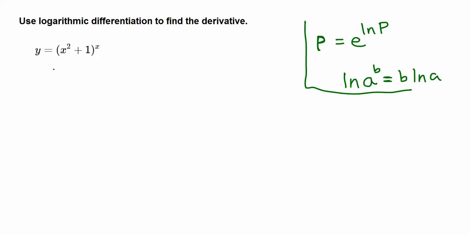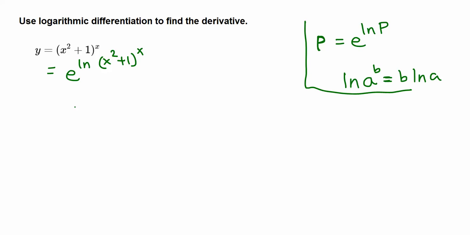For recall from algebra, when we have something, let's say p, that is the same as e raised to ln p. E and natural log, their actions cancel, just p survives. So this function is equal to e raised to the natural log of the whole thing, (x squared plus 1) raised to x.